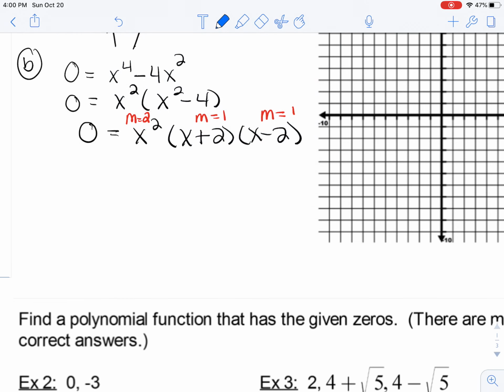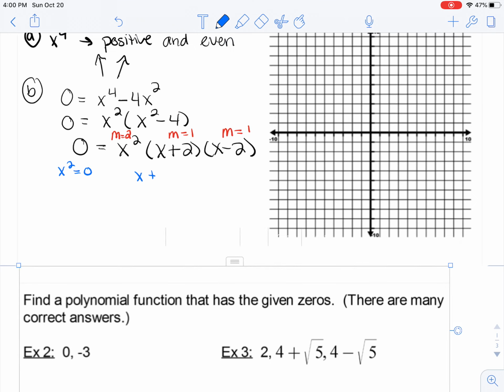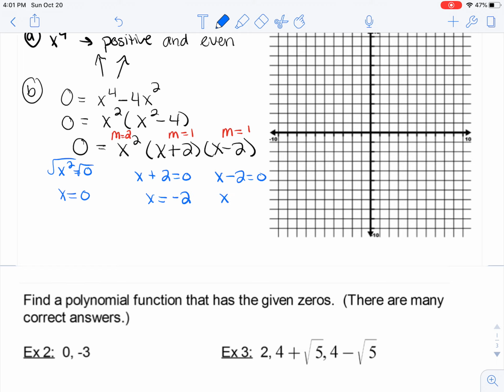So let's solve. So I could say x squared equals 0, x plus 2 equals 0, x minus 2 equals 0. So if I took the square root here, I would get x equals 0. X plus 2 equals 0, if I solved, I would get x equals negative 2. And then x minus 2 equals 0, x would equal positive 2. So I know it's going to only touch at x equals 0 and cross at negative 2 and positive 2.